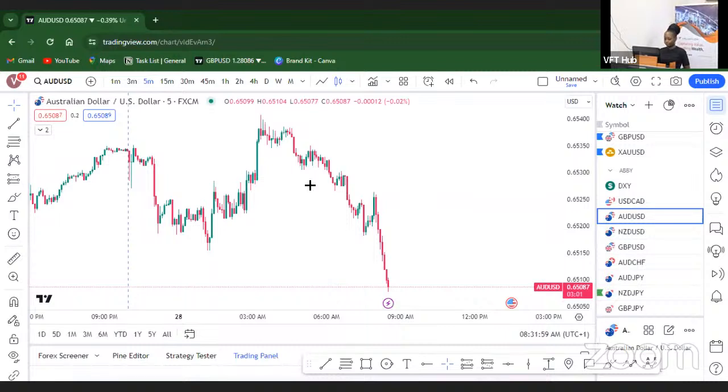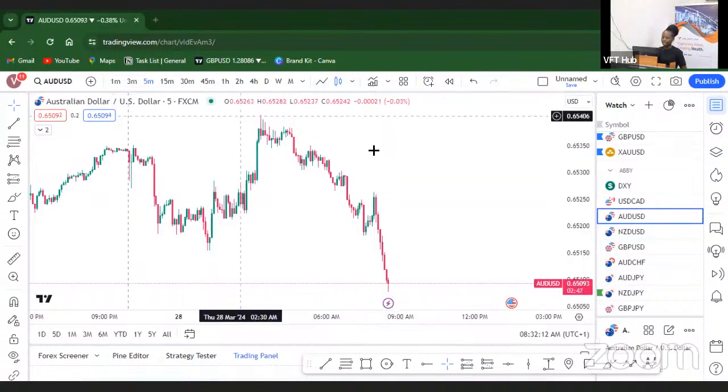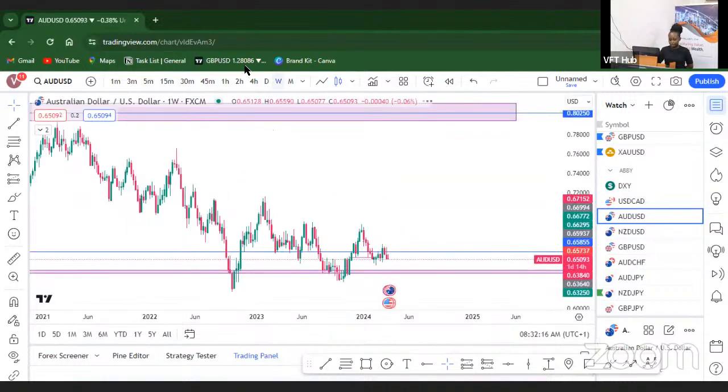Okay, so as usual, I'm going to be looking at AUD USD and NZD USD. Now I'll be starting from AUD USD on the weekly time frame, right?